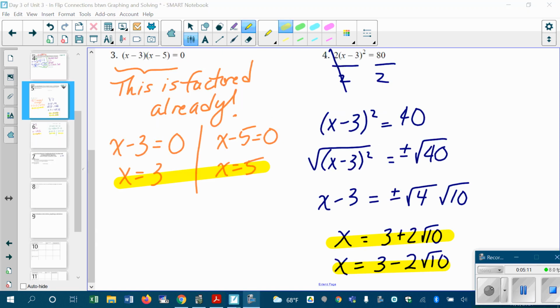Okay, so number 3 already was in factored form. So I certainly hope you said you wanted to use factored form strategy, not square root strategy. So set each factor equal to 0, and you get the solutions I've highlighted there.